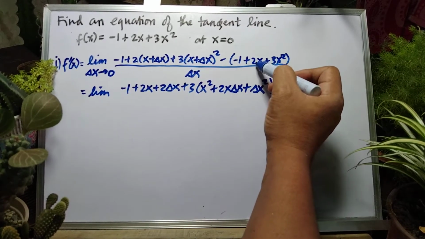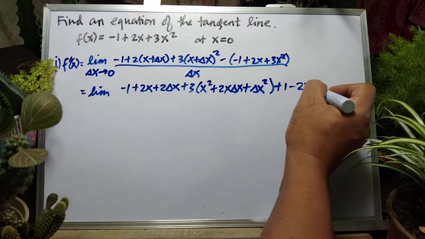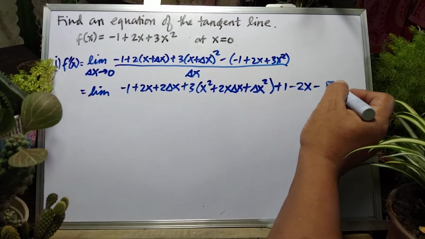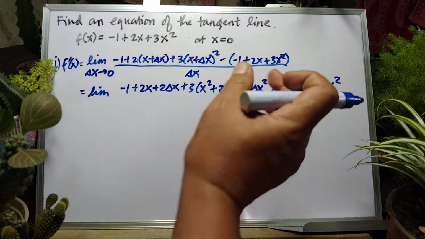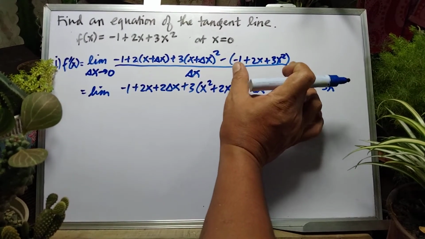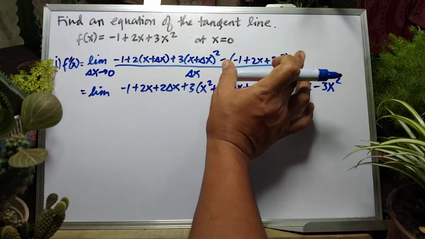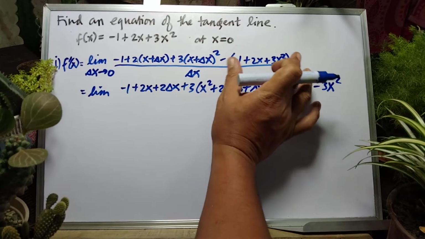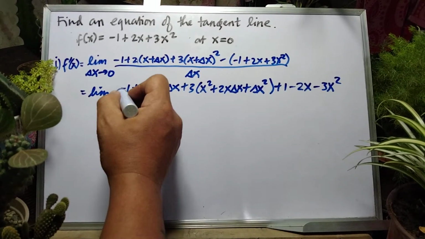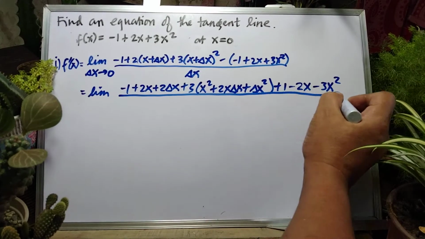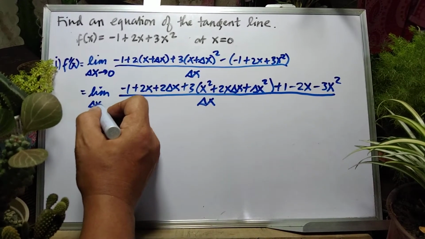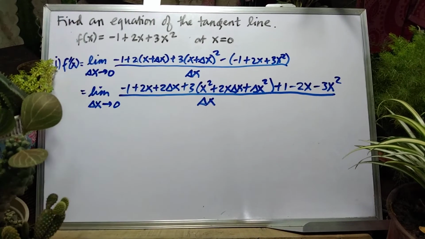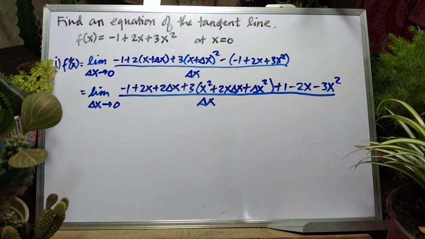Okay, negative times positive 2x, so magiging minus 2x na yan. Tapos, you have negative 3x squared. Now, take note, class, na kapag more than 1 na ang term, you should enclose that in parentheses kung mag-minus mo para dili masayop. Okay? So, copy all over delta x as delta x approaches 0. Okay? Can you follow? Okay.